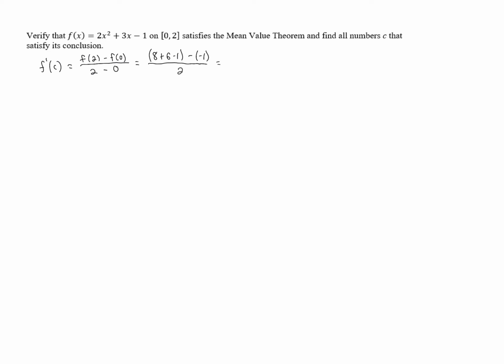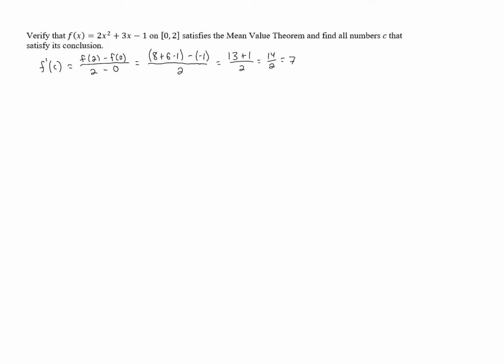So we've got 8 plus 6 is 14, minus 1 is 13. And subtracting a negative is the same as adding. So it's going to be 13 plus 1 over 2, which is 14 over 2, which becomes 7. So we need the derivative to equal 7.